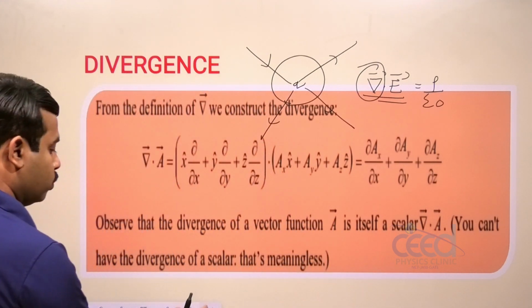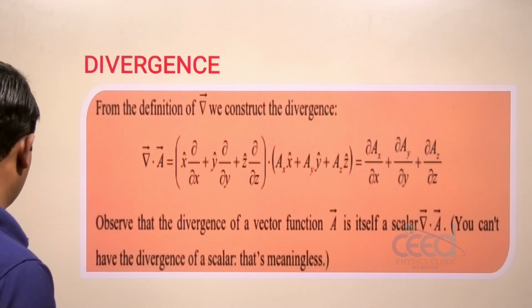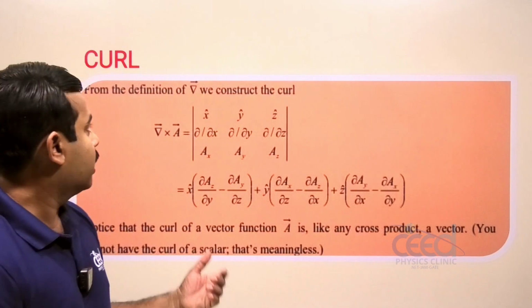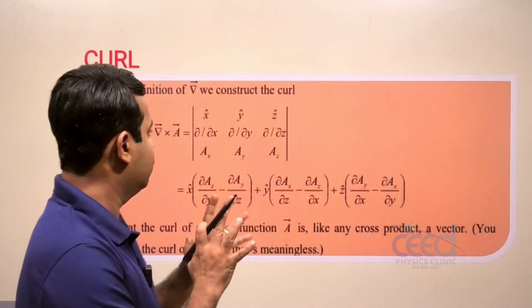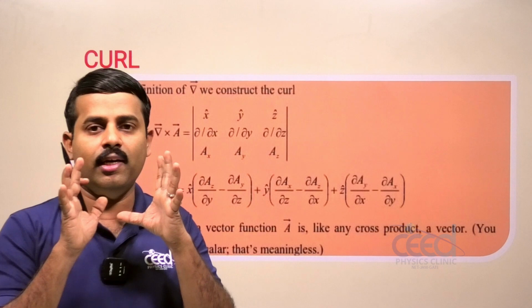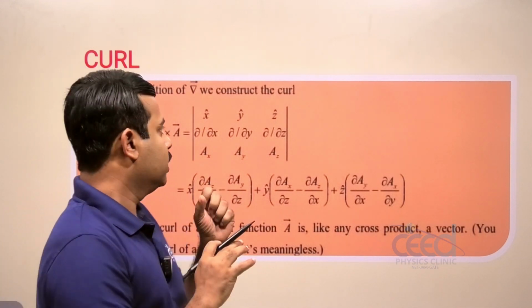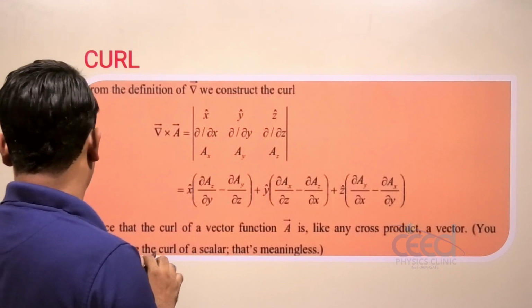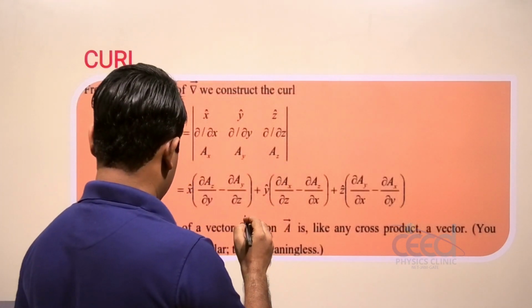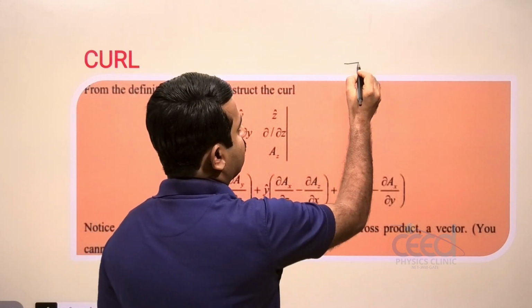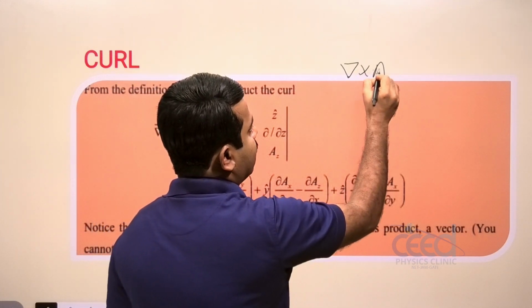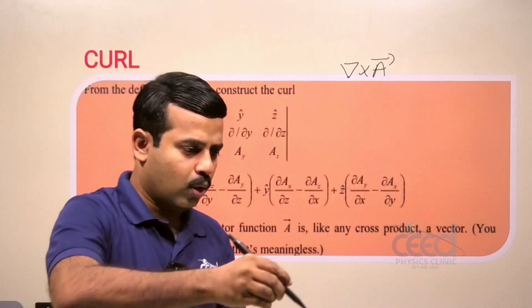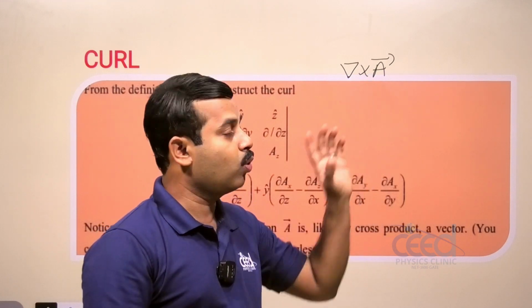Now, let us go to another operator, curl. What is curl? As I discussed, first we study how mathematically we find curl. Then curl is del cross A. Then let us come to the physical significance. Look here, del cross A. This represents curl. That means del cross A represents the rotation of that function A.